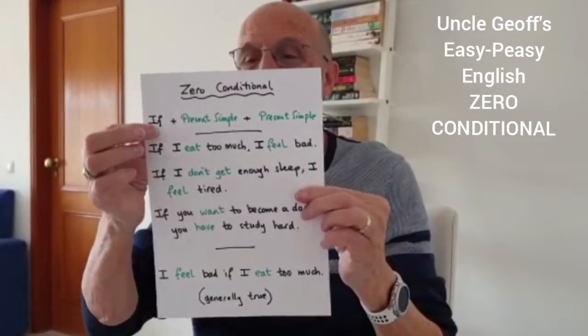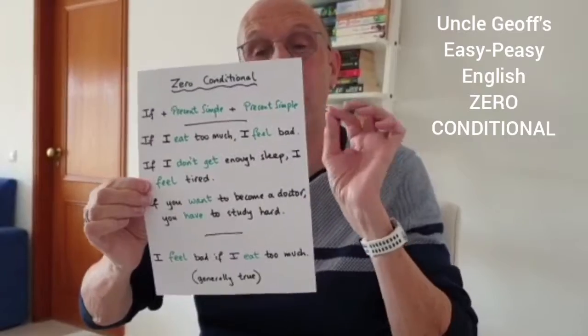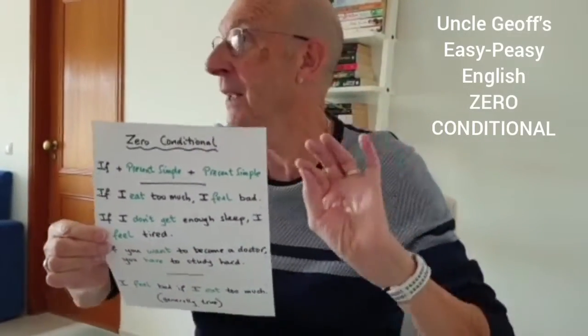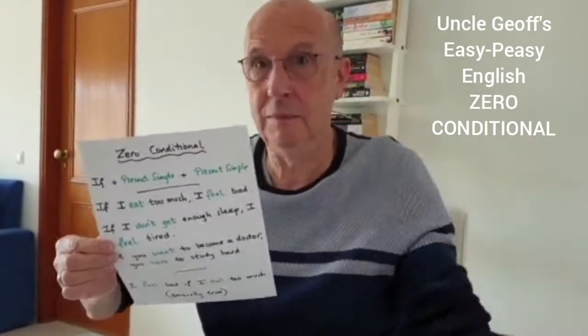You've got an if clause, if plus present simple and present simple. Because it's present simple, it's always true, always, forever. If it rains, you get wet. Always true.